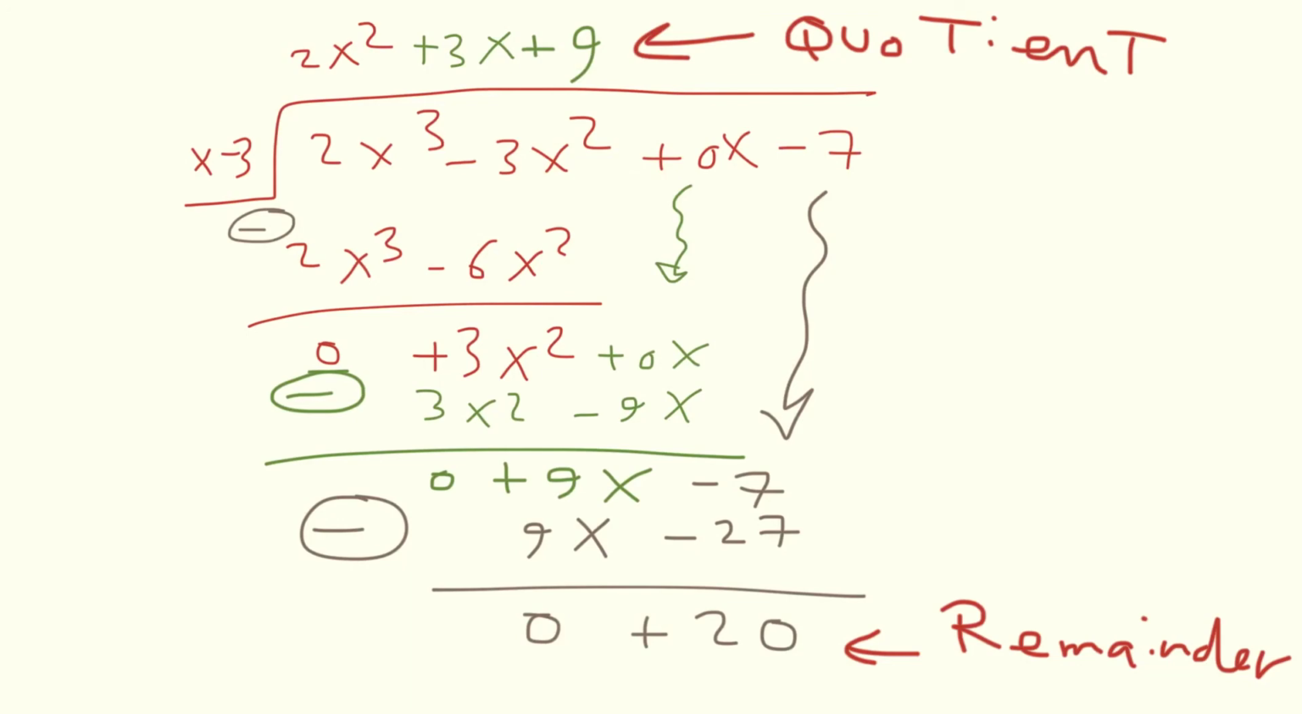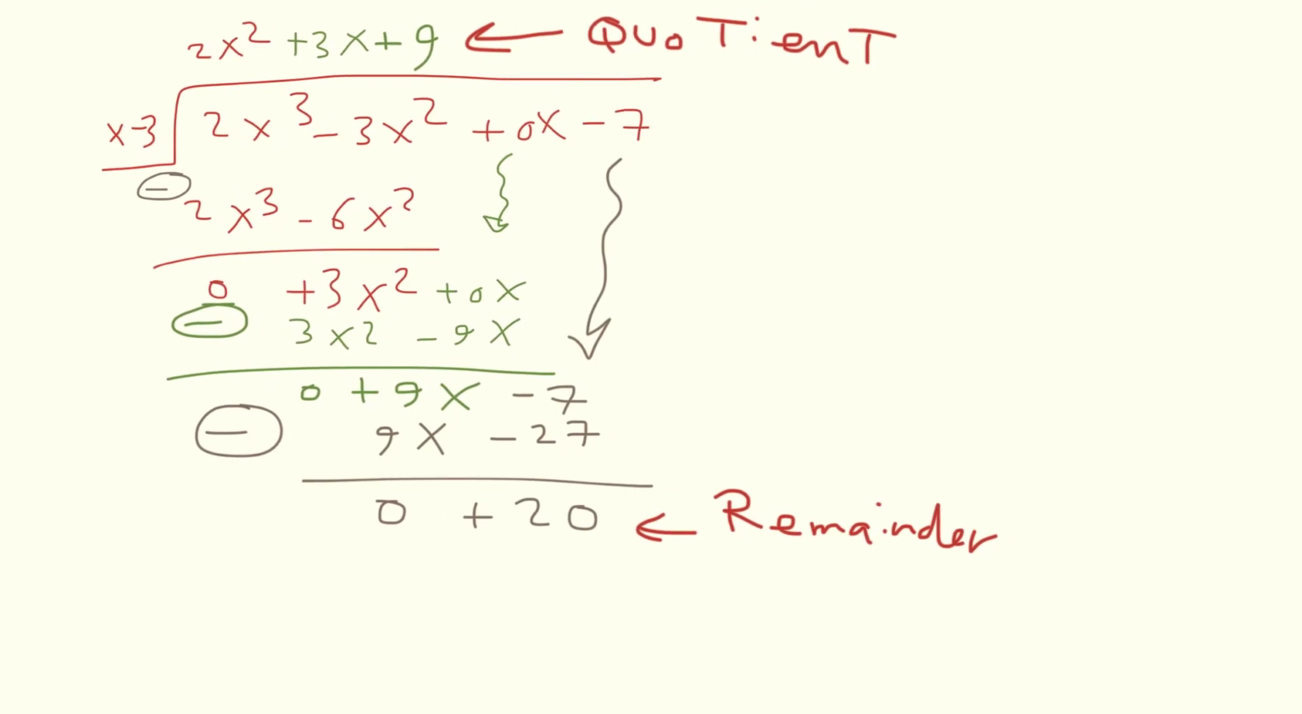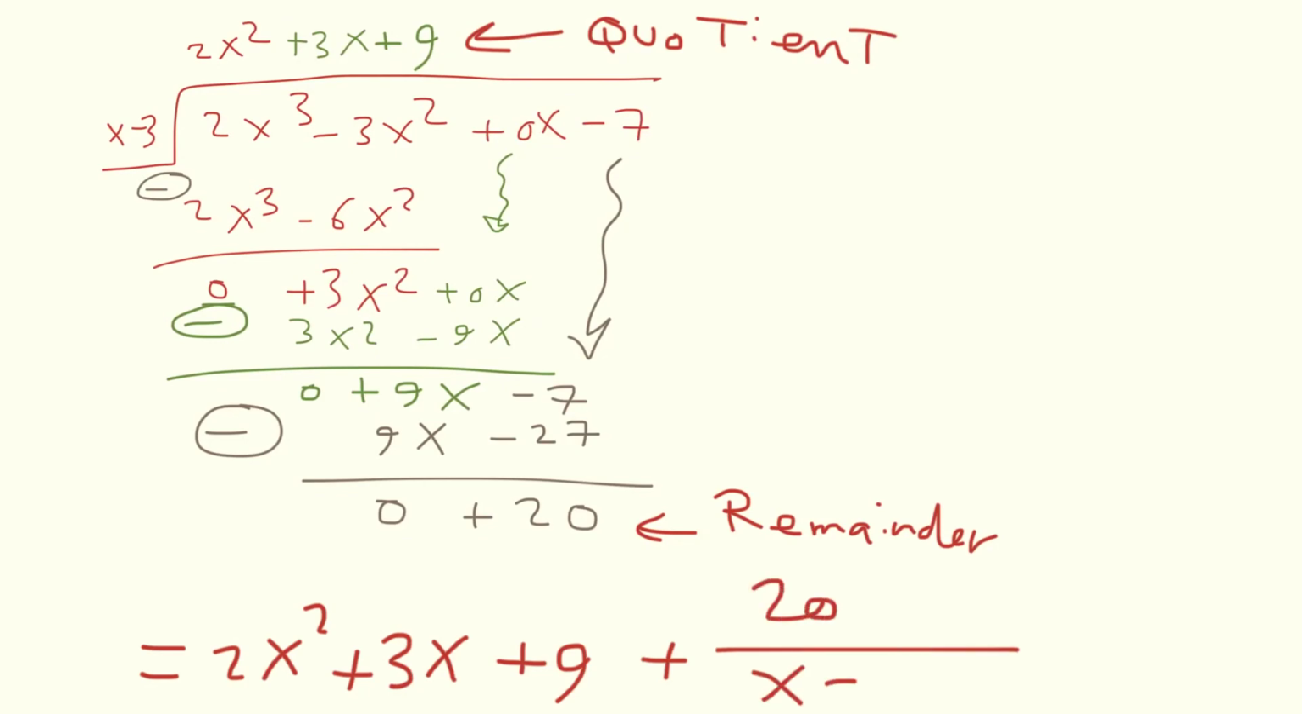How do you write the final answer? If you want to write it with the quotient and remainder, you write the quotient first. So the answer of the division is 2x squared plus 3x plus 9. And how do I write the remainder? You still write the remainder, but it should still be divided: 20 divided by x minus 3. It means I still have a fraction. I couldn't divide the 20 by x minus 3, so this part remains divided by x minus 3. But this part is the result of the division. So the quotient is written here, and the remainder is written above the x minus 3. That's how you write the final answer in this case.